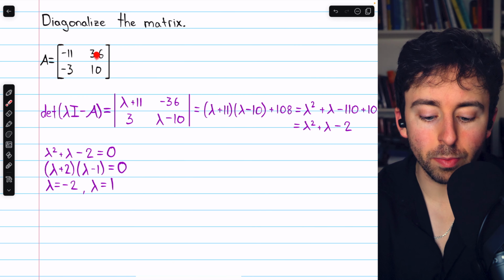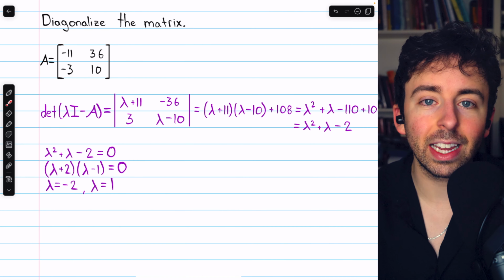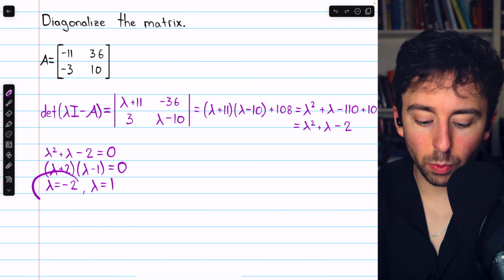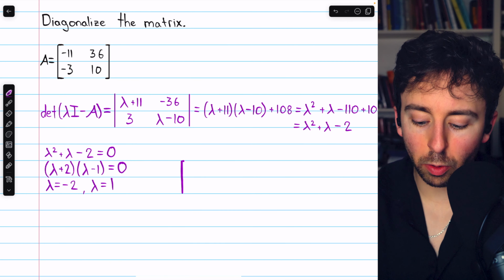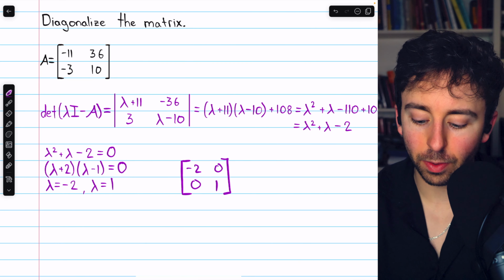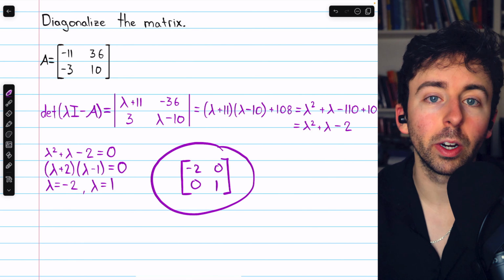This is a 2 by 2 matrix, so having two distinct eigenvalues guarantees it will be diagonalizable. Also, now that we know what the eigenvalues are, we already know what the diagonalized matrix will look like. It will have those eigenvalues on the diagonal. So that's the diagonal matrix we're heading towards.